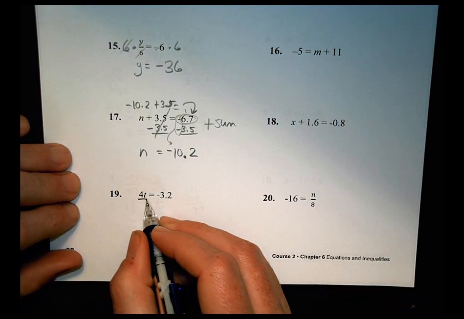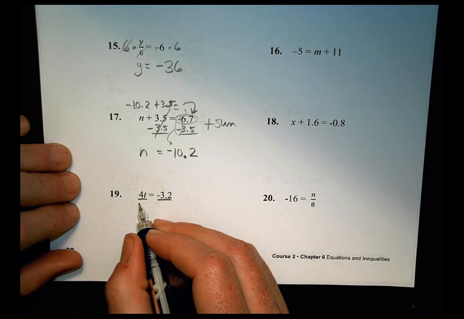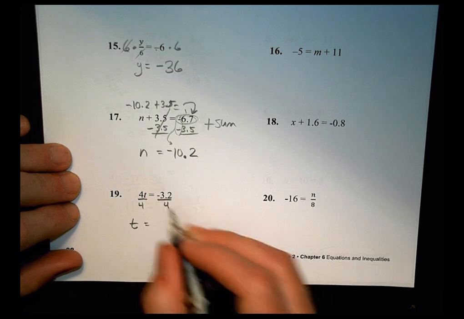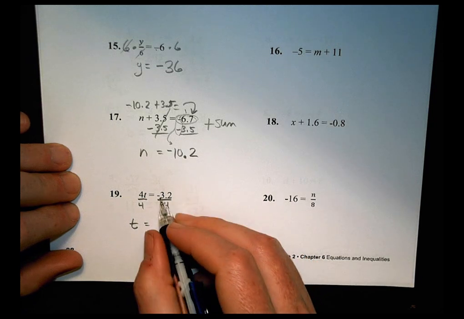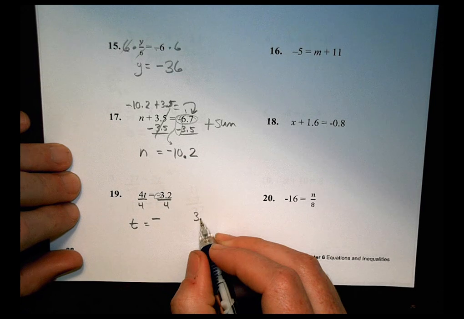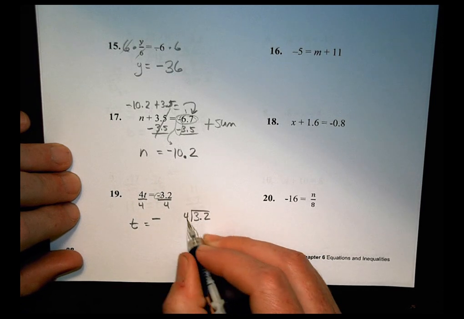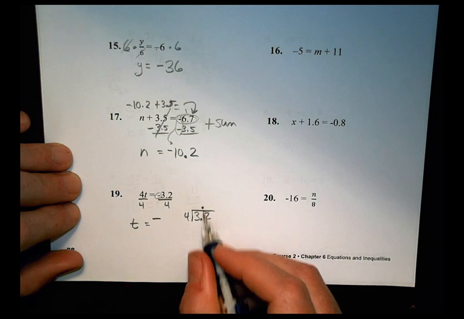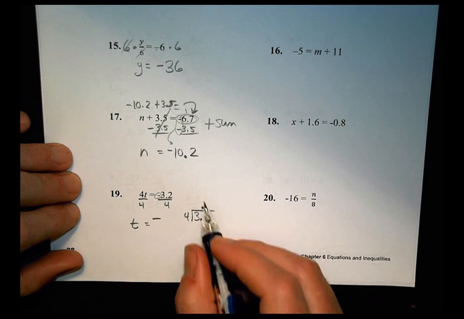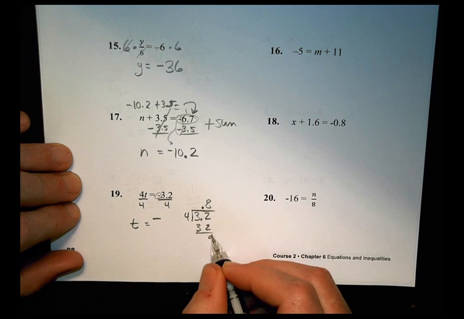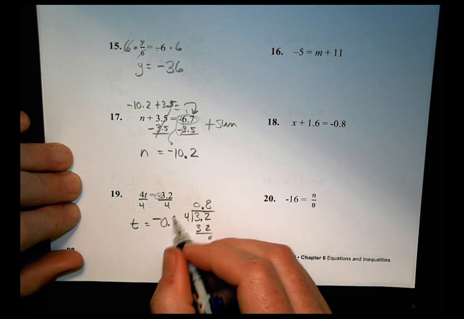And our last one, we're going to get the t by itself. We're going to divide both sides by 4. So t equals 3.2 divided by 4. It's going to be negative because I have a negative divided by a positive, so I'll keep that negative there. What is 3.2 divided by 4? You might think, I don't know. Sure you do. If the decimal wasn't there, which will stay right here, what would you do? You would get 8, because 8 times 4 is 32. So we would say negative 0.8.